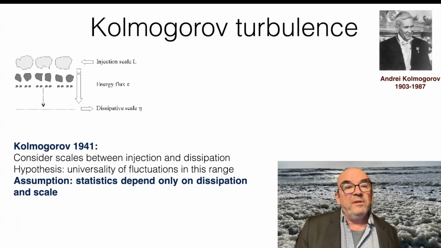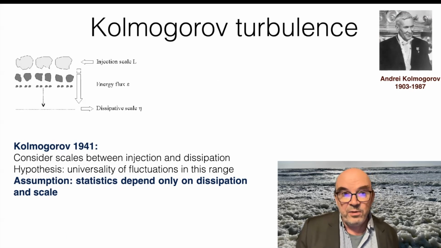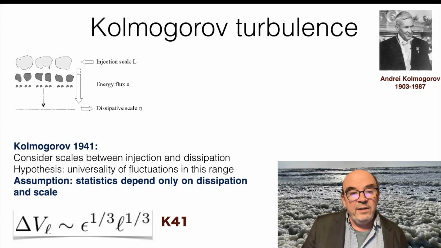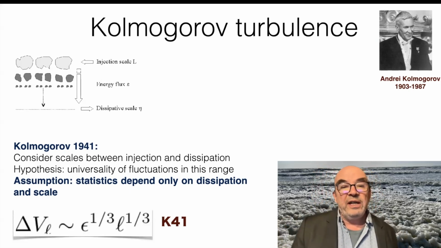He proposed the hypothesis that we have universality of fluctuations in the range of what we call the inertial range. It means the range of scales between the injection scale, which is a large scale, and the dissipation scale, which is a small scale. His assumption was that the statistics in this range of scales depend only on dissipation and scale. I don't give the detail, only the result, which is obtained by dimensional analysis.